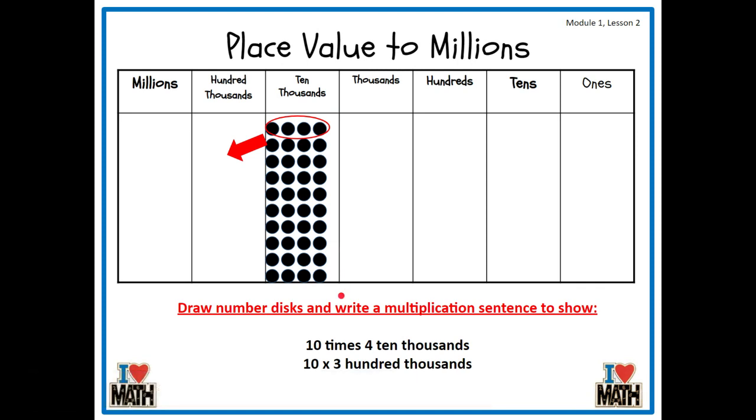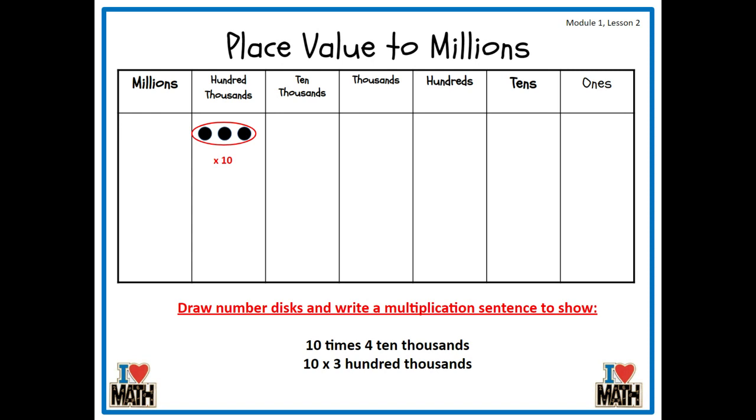And what we learned in the previous slides before is that each of those 10,000s makes 100,000. So there is a group of 10 10,000s, and that makes a 100,000. There's another group of 10,000s, and that makes another 100,000. This group also makes 100,000, and this group of 10 also makes 100,000. So 10 times 4 10,000s is actually 400,000.